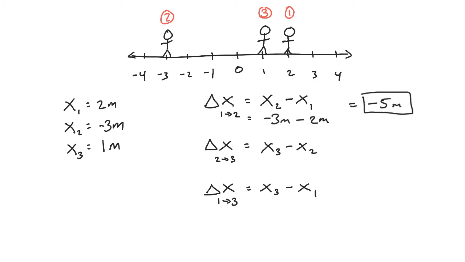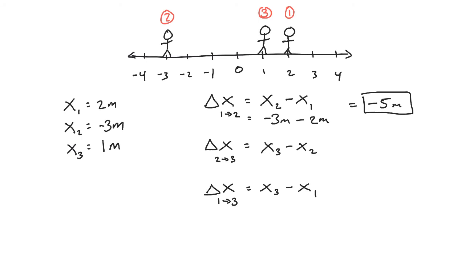All right, so we started here, position 1, and we walked all the way over to position 2, and we can see we've been displaced by negative 5 meters. Negative 1, negative 2, negative 3, negative 4, and negative 5. Makes sense. We've changed our position by negative 5 meters.